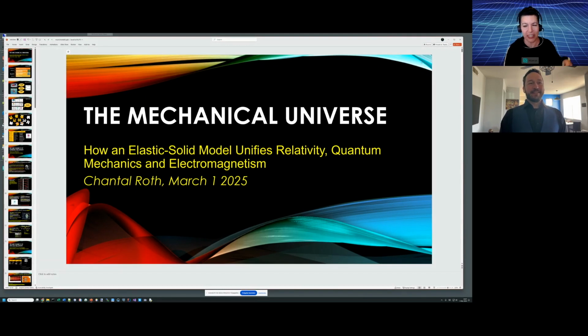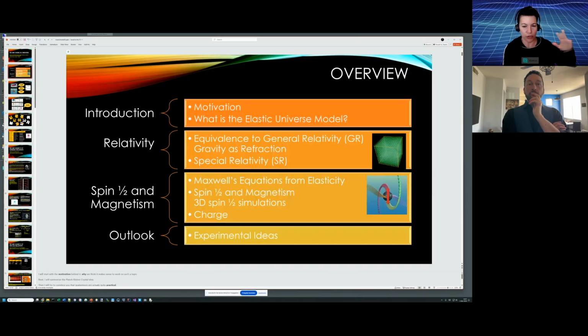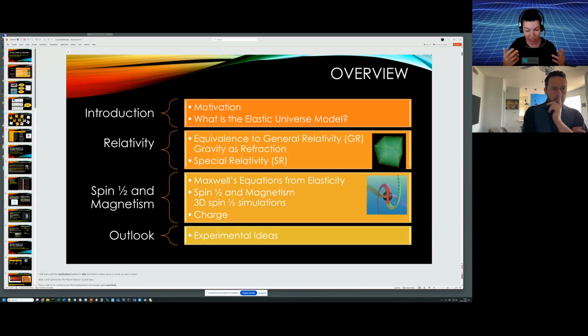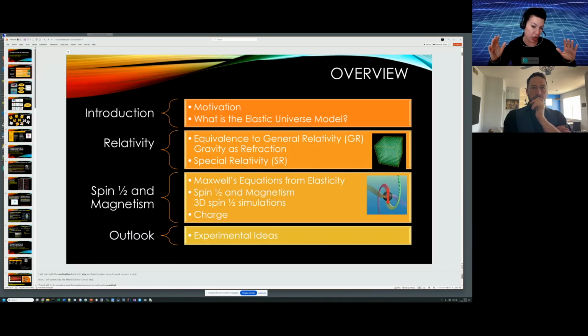So basically, I want to talk about the mechanical universe. And the idea is I want to build this from the ground up. So the question is, how can we build basically all of mechanics, all of quantum mechanics, relativity, using an elastic solid model? And please interrupt me anytime. So first, I want to briefly talk about the motivation, like why in the world do we want to do this? And then we're going to dive in, and of course, I can't cover everything in great detail. So I want to try to cover a lot of ground, but not go into the depth as much.